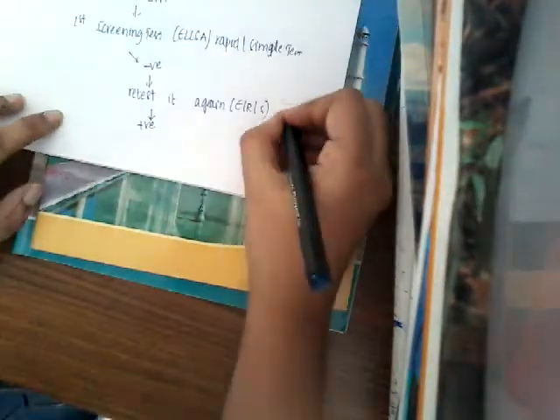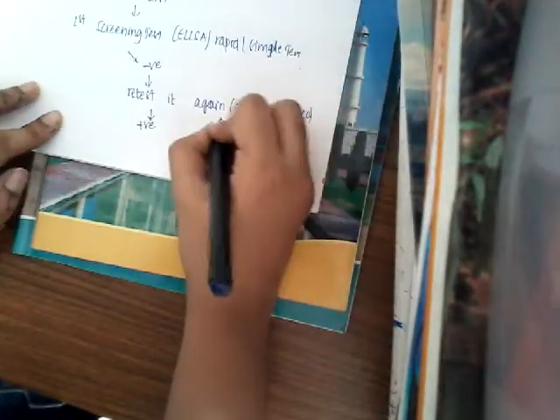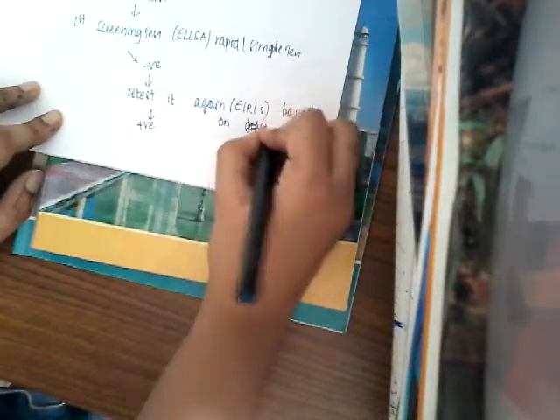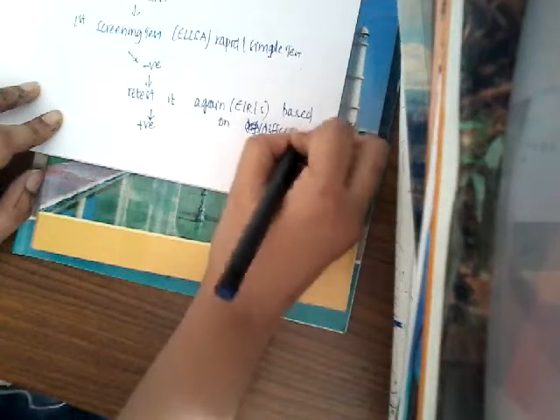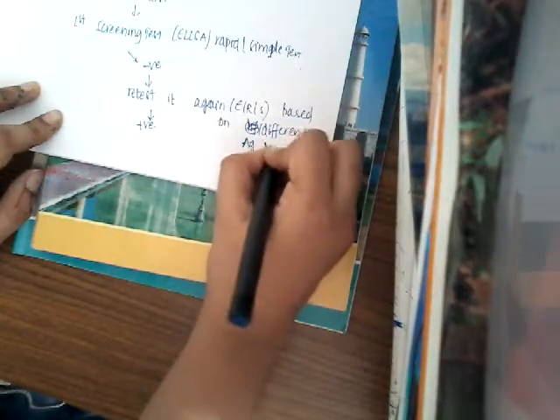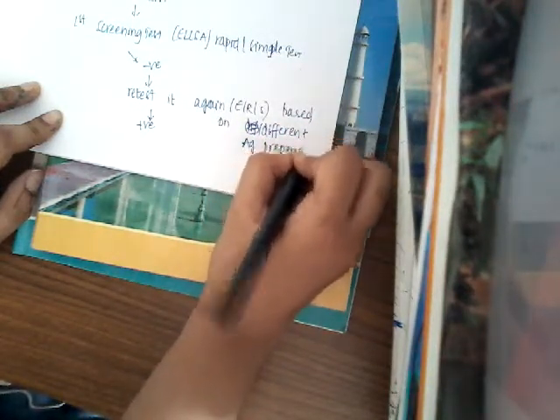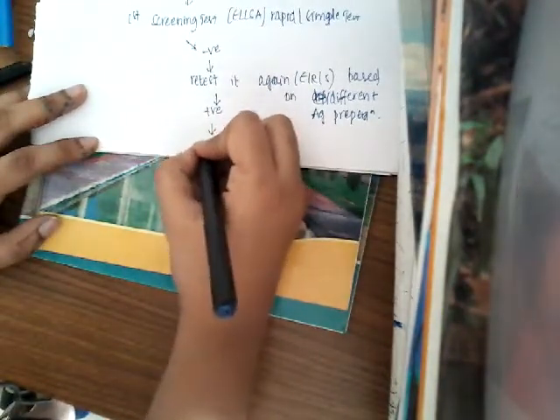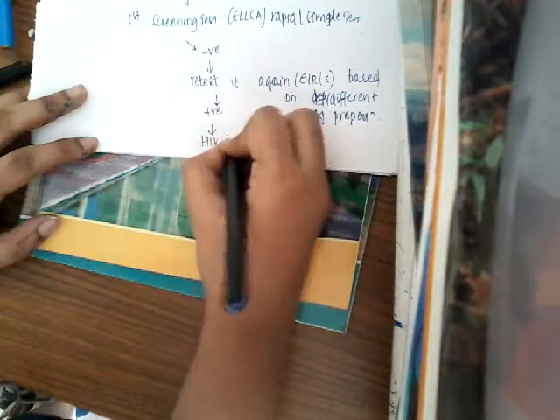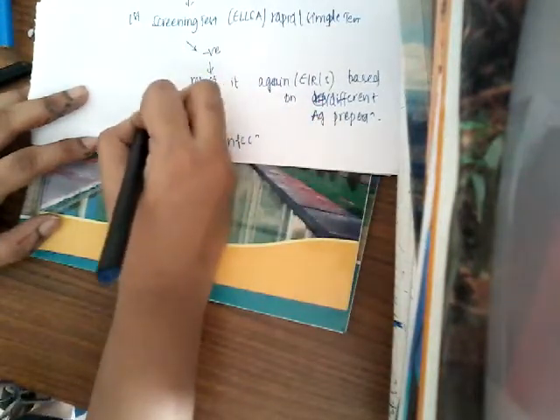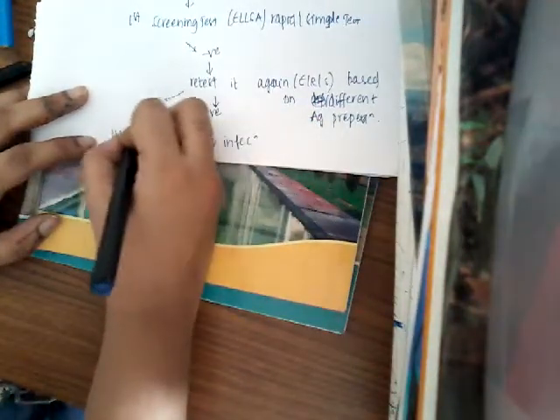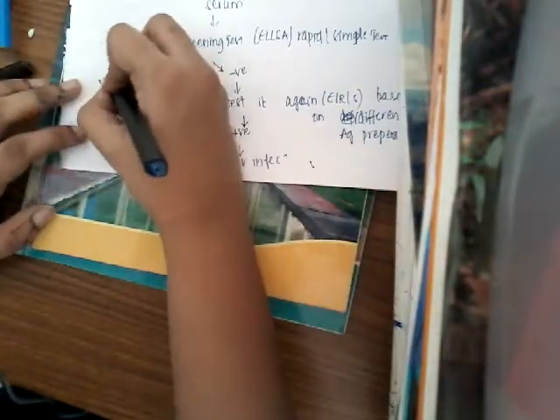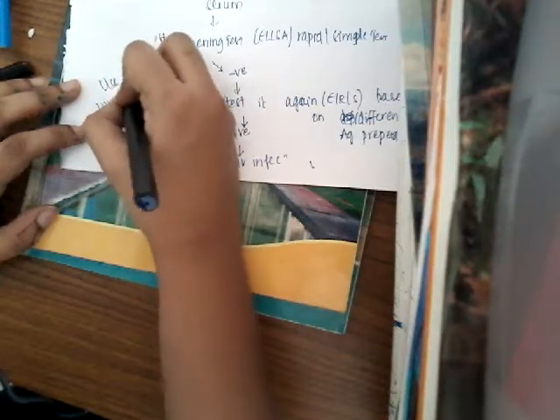But here the retest is based on a different antigen, not the same antigen, that is, a different test principle. If it is positive, then it is HIV infected. If it is negative, HIV free. What is the use of this strategy? The use of this strategy is for HIV surveillance.